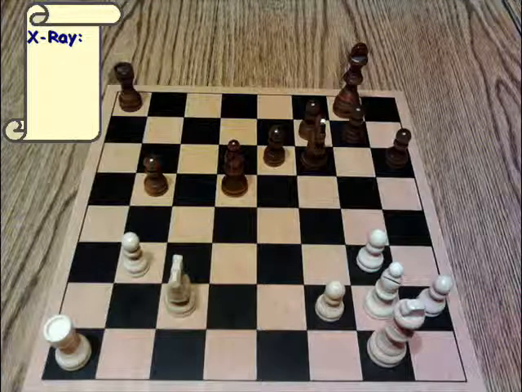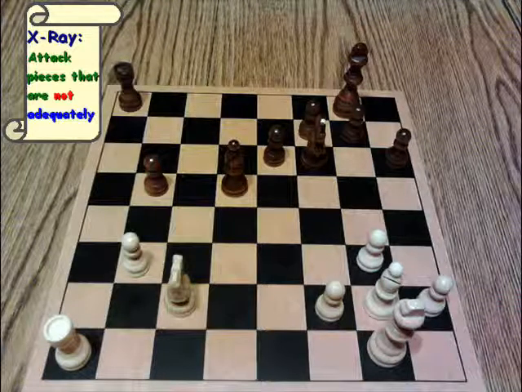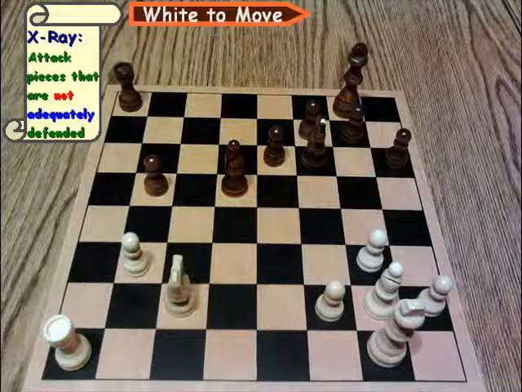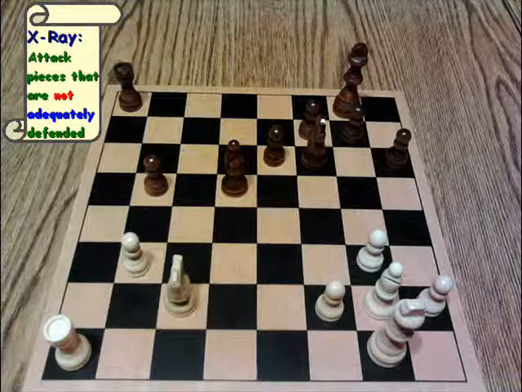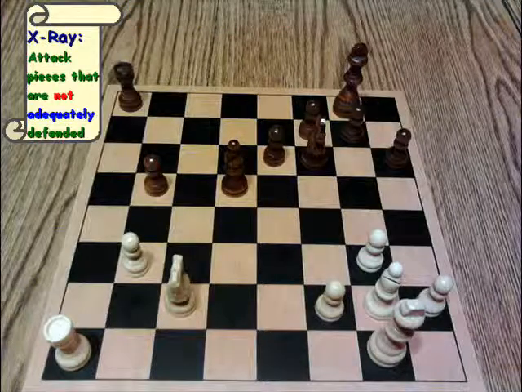The definition of an X-ray is an attack on pieces that are not adequately defended. We're going to take a look at three different examples here. Let's start off with this one, and it's white to move. If you'd like, hit pause.